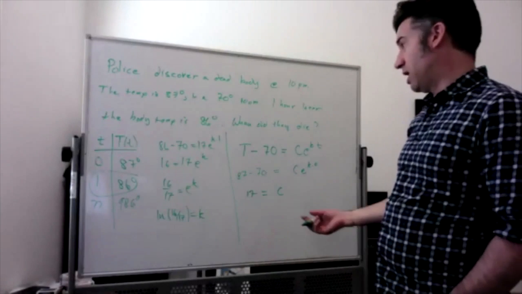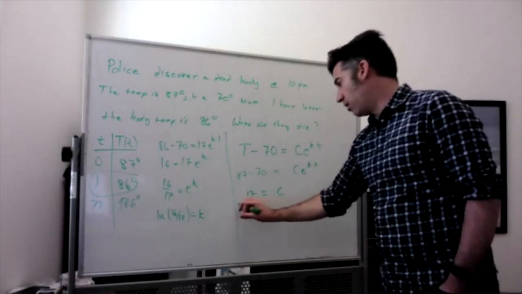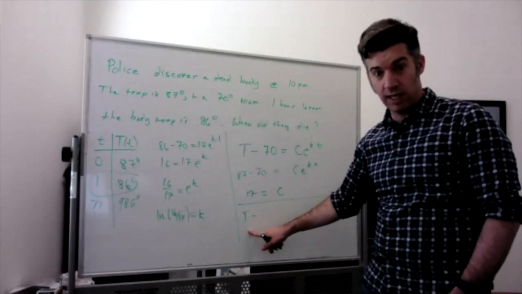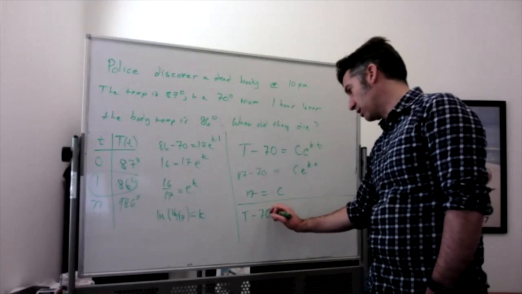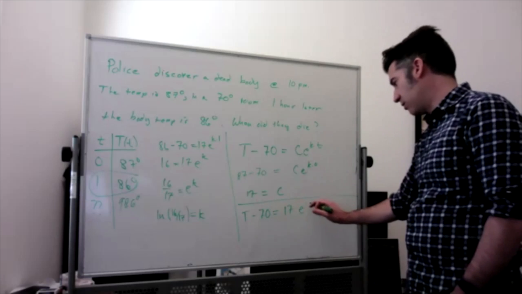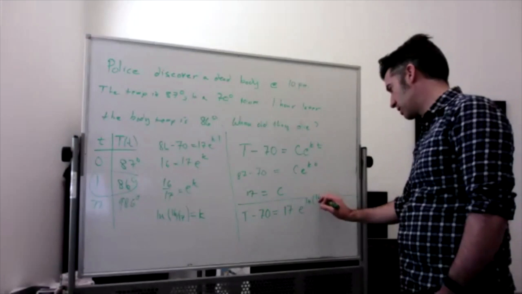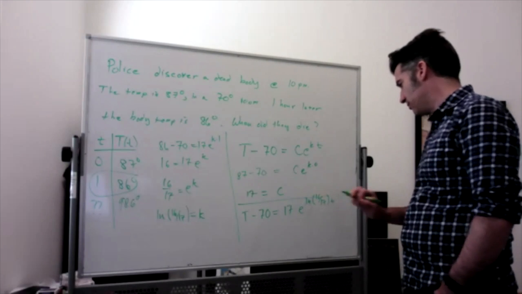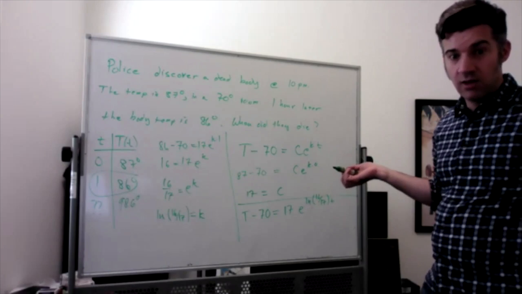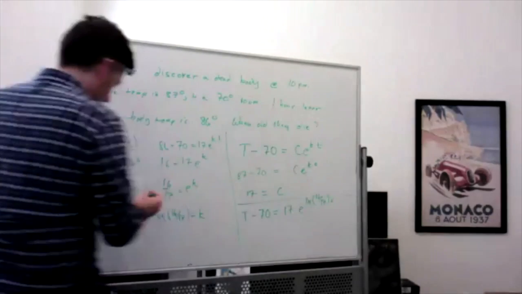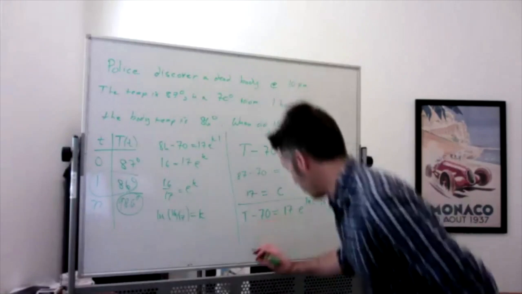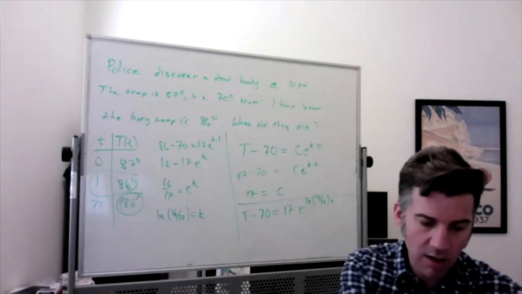Okay, so now we have our model. Our model is temperature at time t minus 70 degrees equals C, which is 17, times e to the k, which is the natural log of 16 over 17, t. And now we're being asked to figure out when did the person die. So we're going to be plugging in 98.6 degrees for the temperature. So we're going to have, okay, let's do this in red.